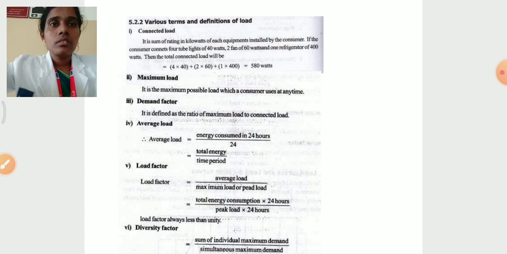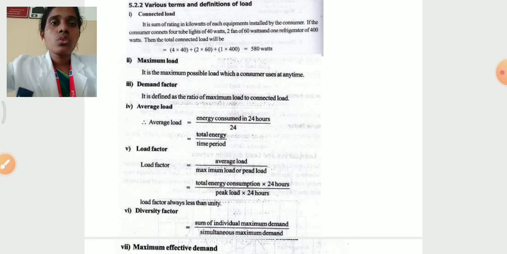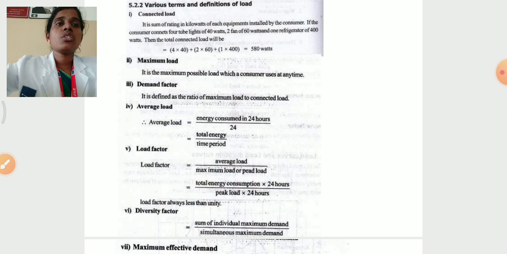Then average load. The average load is defined as the ratio of energy consumed in 24 hours divided by 24. That is the total energy consumed by the consumer to the time period. That is said to be average load.